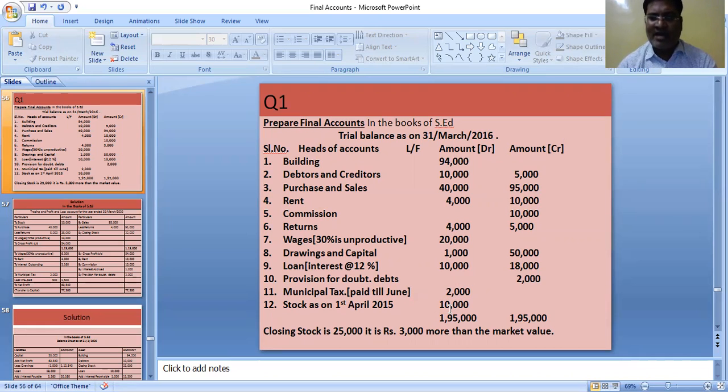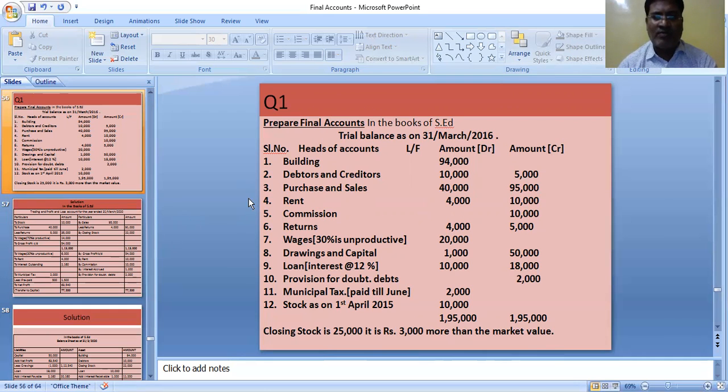Stock on 1st April, that is the opening stock, 10,000, and the closing stock, one adjustment, closing stock 25,000. It is 3,000 more than the market value. Remember, as per the prudence or conservative principle, you will be taking the lower of the values, book value or market value. Our book value is 25,000, but market value is 22,000. So we will take the market value, the lower value, 22,000.